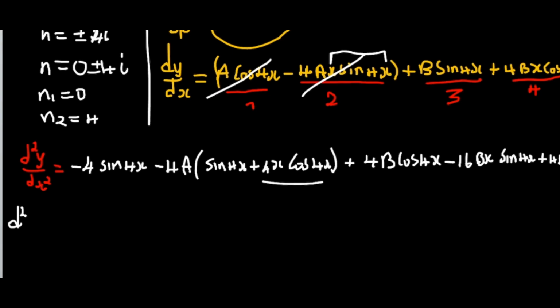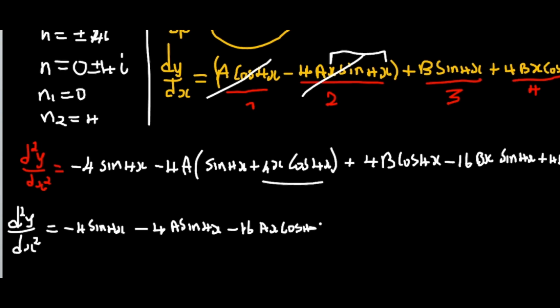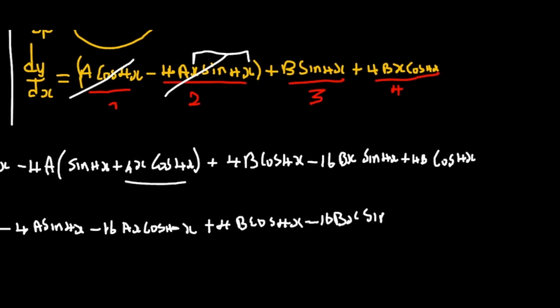Now simplifying this, our d squared y all over dx squared will give us minus 4 sine 4x, minus 4a sine 4x, minus 16ax cos 4x, plus 4b cos 4x, minus 16bx sine 4x, plus 4b cos 4x.